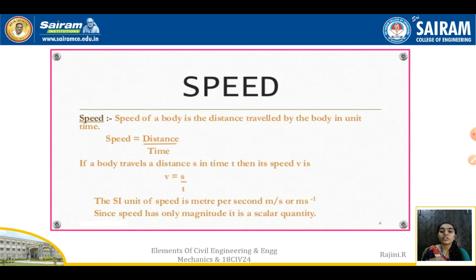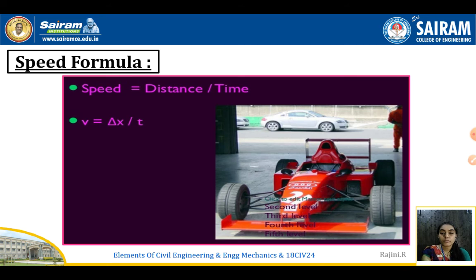So the SI unit for speed is meter per second, right? Since speed has only magnitude, it comes under scalar quantity. Okay, here you can't see the direction, only the speed will be there, a magnitude. So that's why it comes under a scalar quantity. Okay, here we can see the formula for speed, that is distance by time. So here speed v is equal to delta x divided by t.